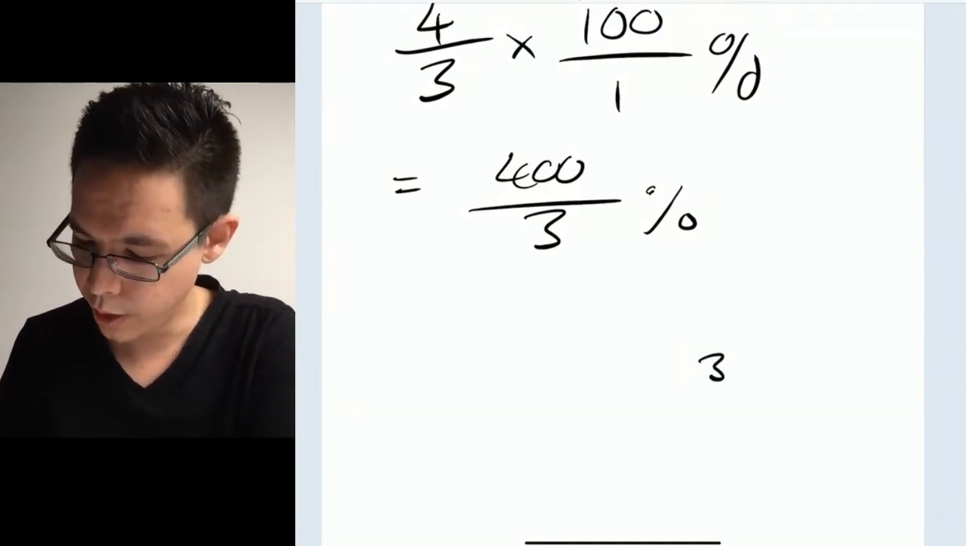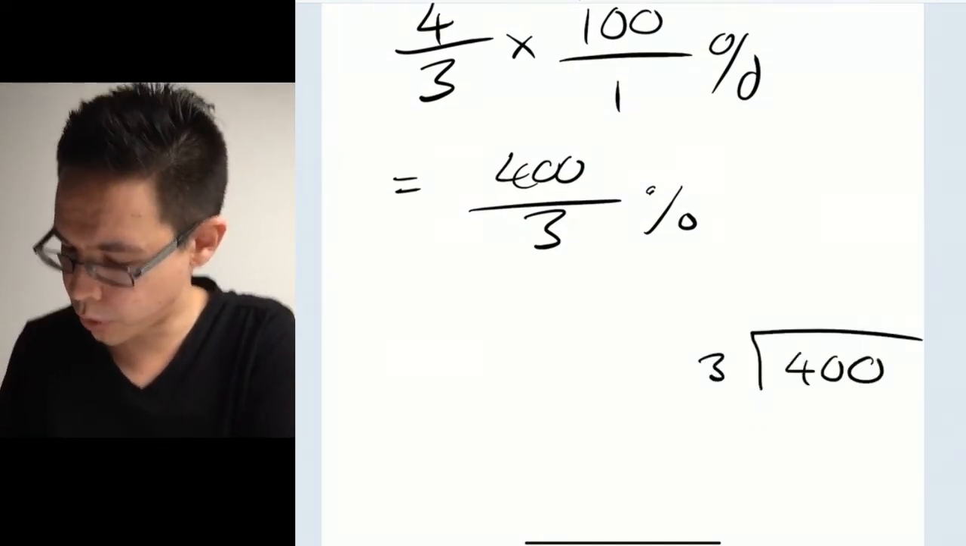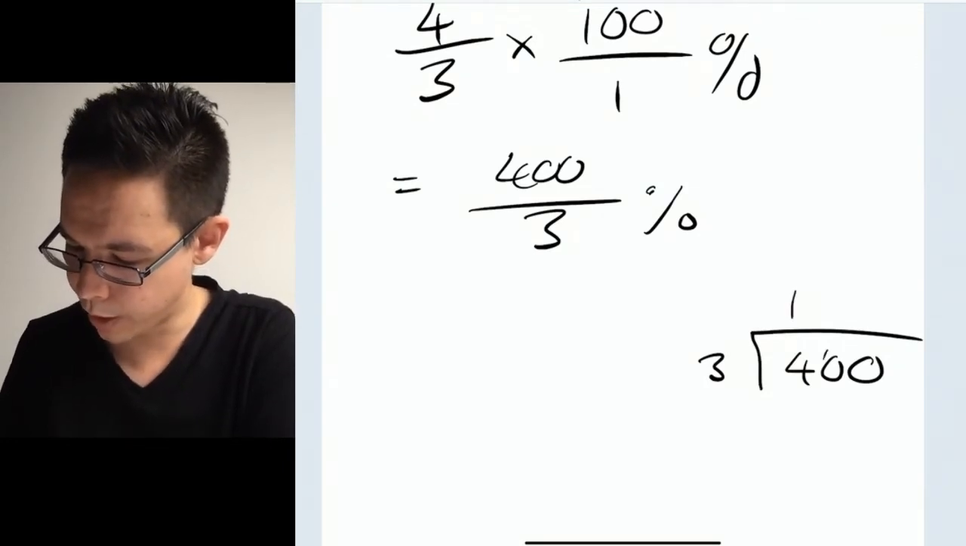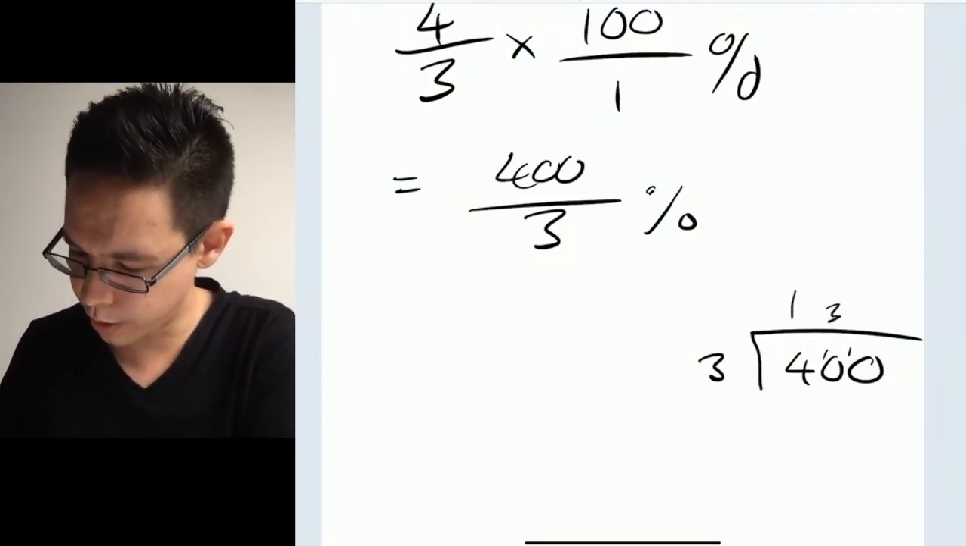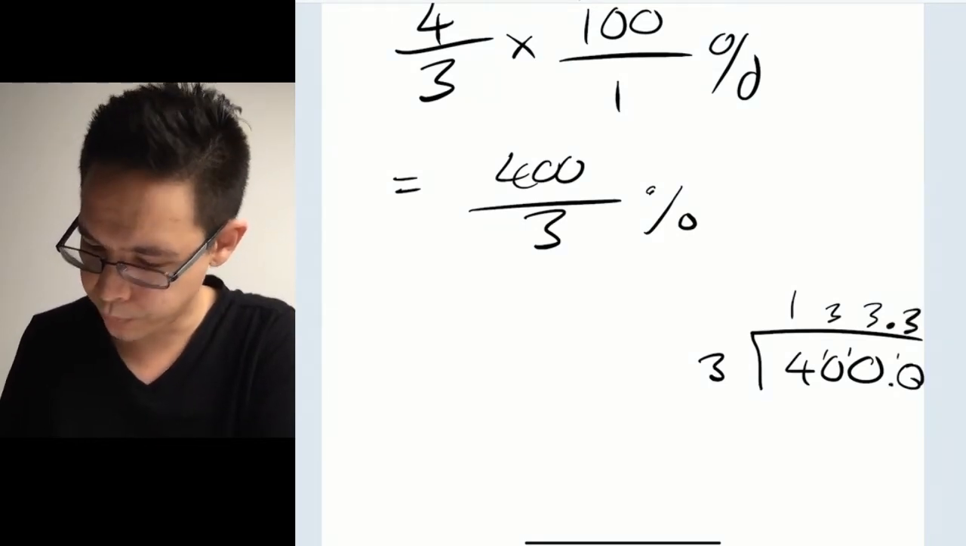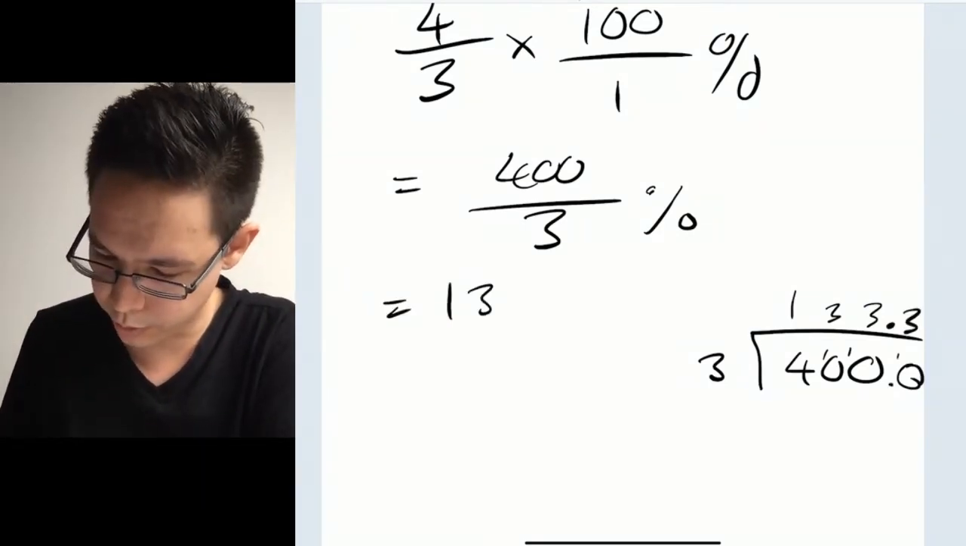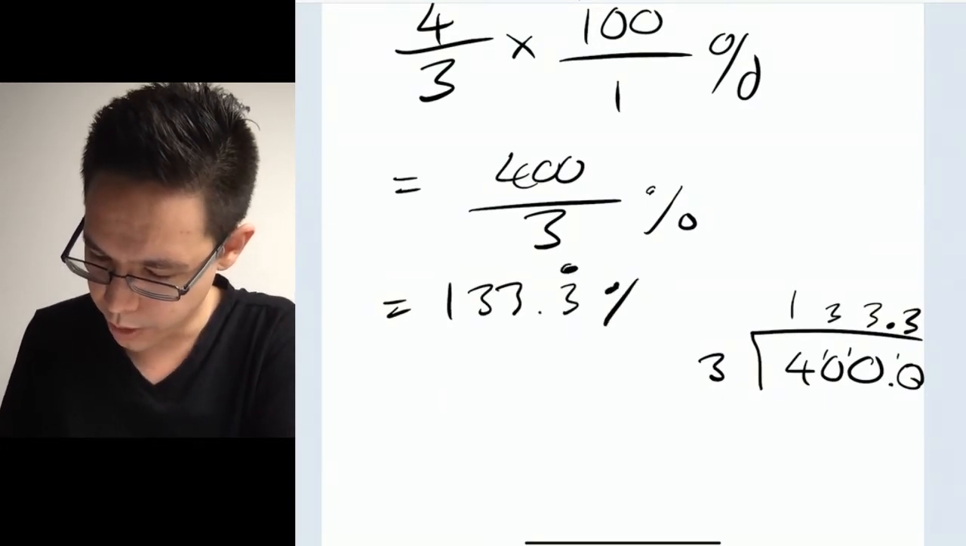So let me just go, how many times does 4 fit into 400? So it fits in there once with one remainder, fits in there 3 times with one remainder, fits 3 times. I think we can see that we've got a recurring pattern here. So we're going to get a result of 133.3 recurring percent.